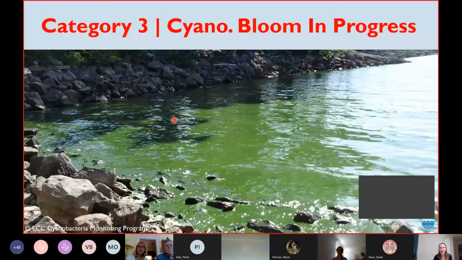Now we've moved into full high alert bloom, looking like a paint spill.